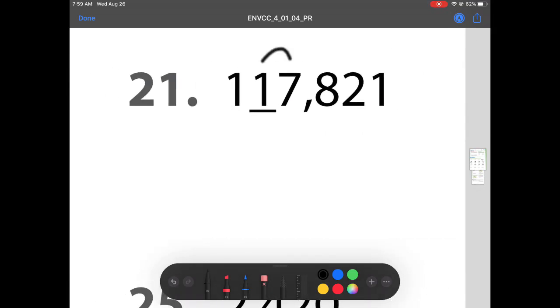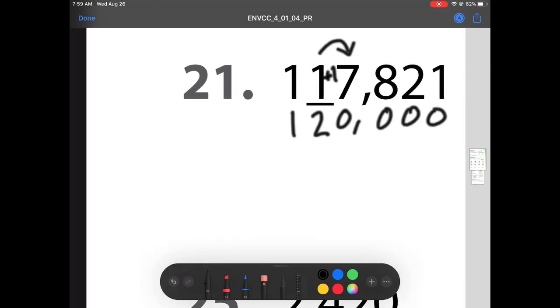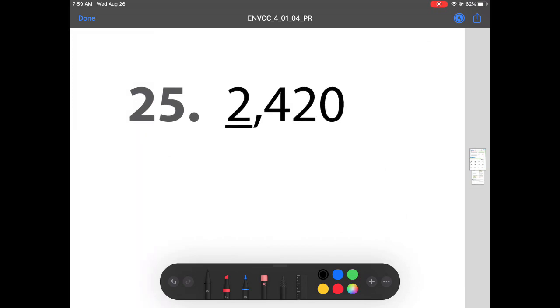Next one, go next door. It's 5 or more, so we add one more. So that will become a 2. Look to the right, put zeros in sight, and everything to the left stays the same. Our next one, we have one more row after this row. We look next door. It's 4 or less, so we let it rest. So this 2 is going to rest and stay a 2. Look to the right, put zeros in sight.